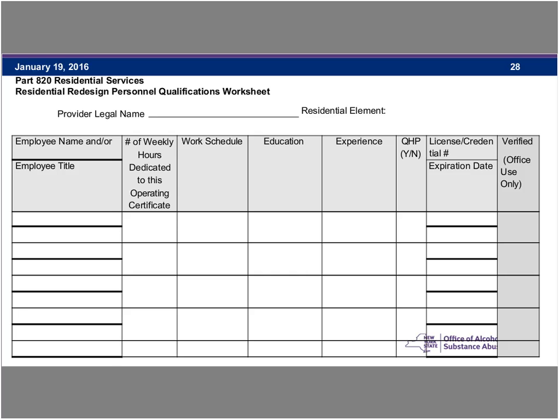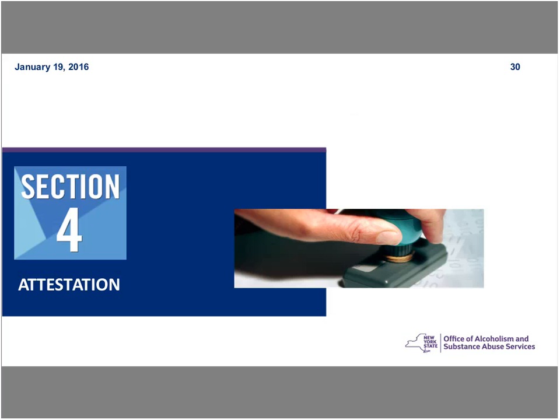We want you to identify QHPs. Enter the number of qualified health professionals or CASAC or CASAC trainees. We'd also like you to enter any kind of credentials those individuals have, whether it's a license or a credential number and the expiration date. So that would be very, very helpful to be able to see the personal qualifications as well as a work schedule. We're going to go into Section 4, which is attestations.